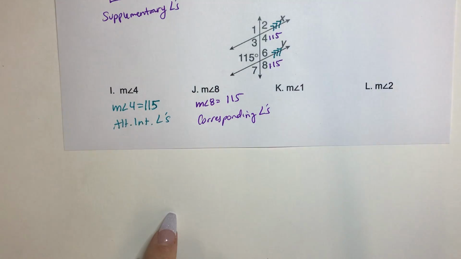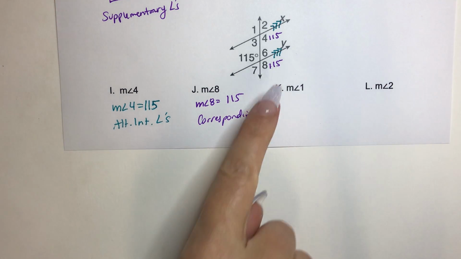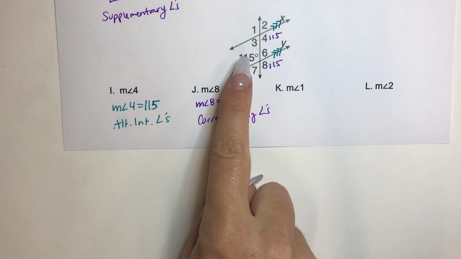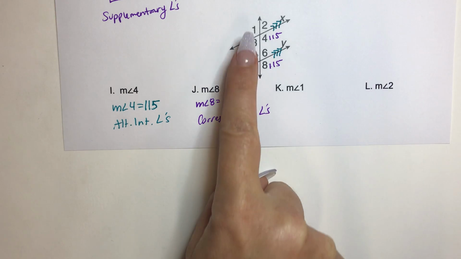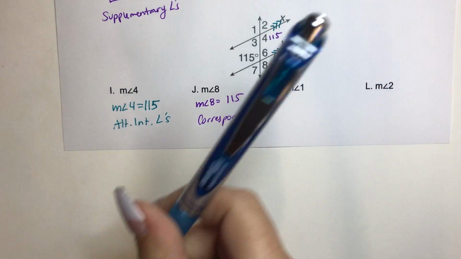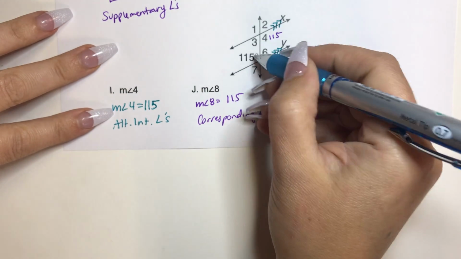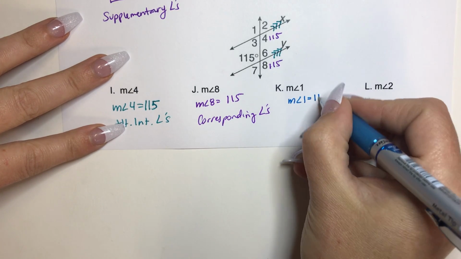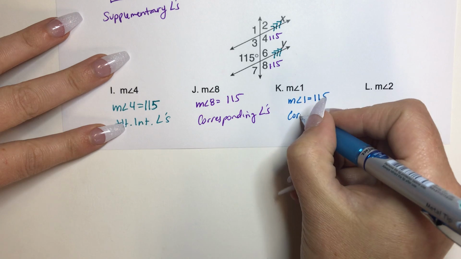Okay, let's look at the measure of angle 1, which is here. Measure of angle 1 is here. Ooh, we got some vertical angles there, but we also have corresponding angles with 115. So I think I'm going to say, let's go corresponding angles. So the measure of angle 1 equals 115 because of corresponding angles.